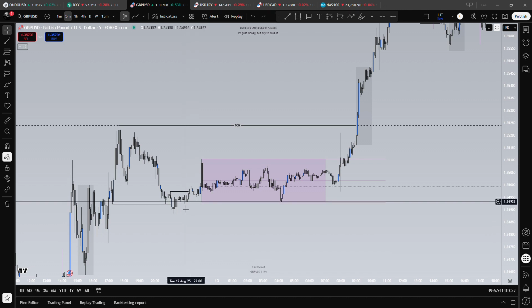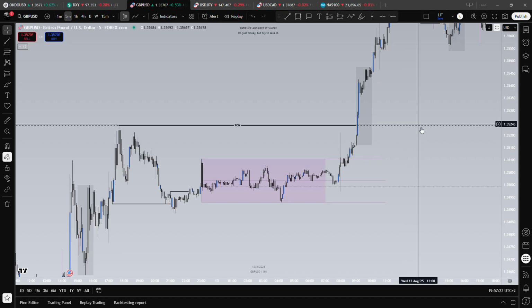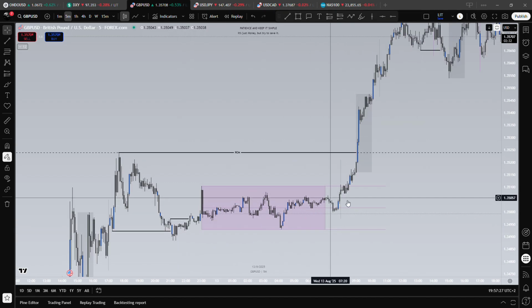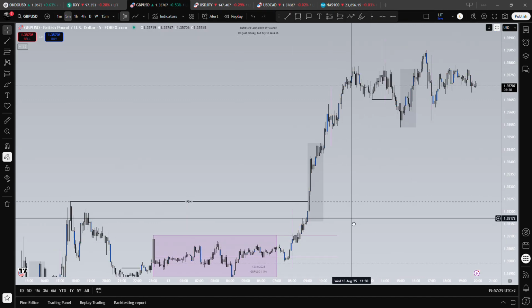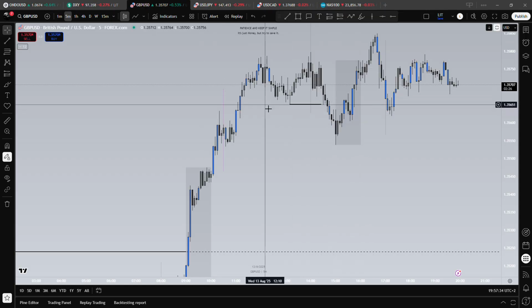So yeah, I would have liked to see this taken, I don't know if it's correct, and then I would have looked for buys probably, but it never took that. I'm trying to only enter if it takes levels.